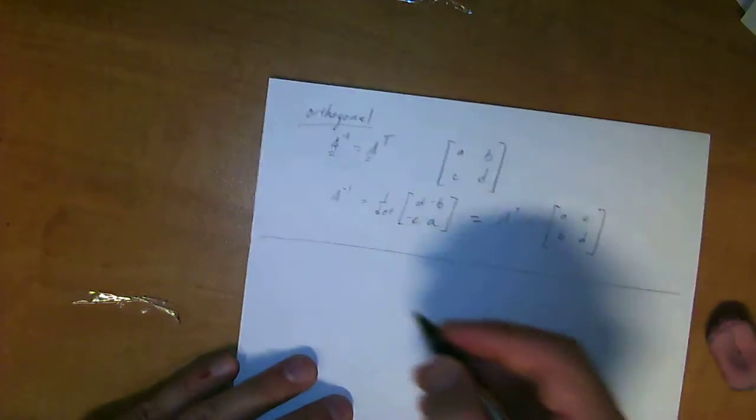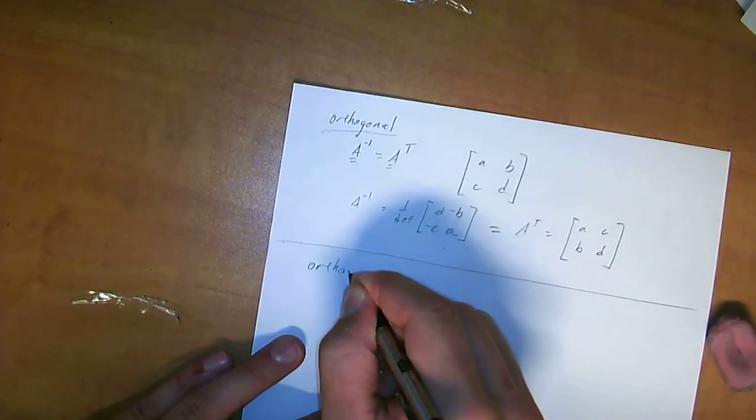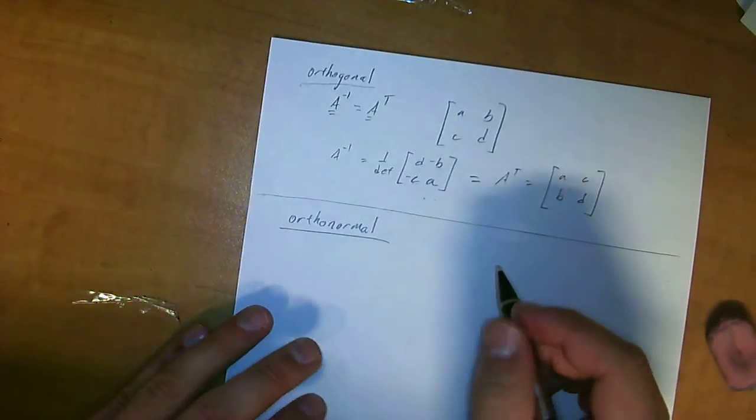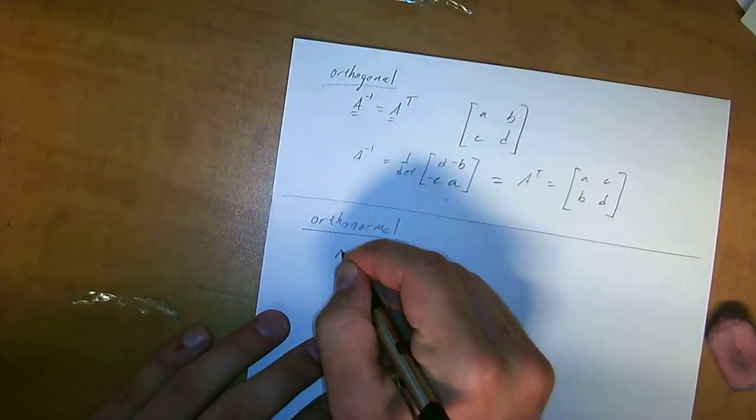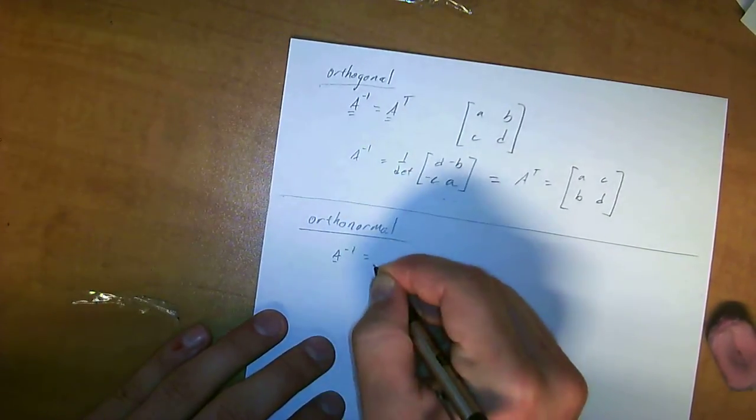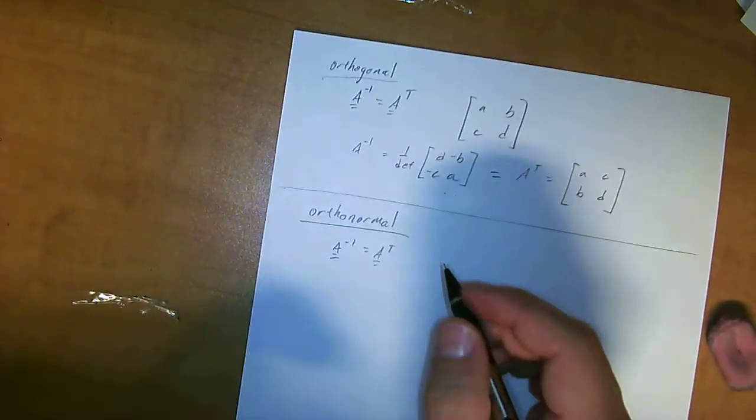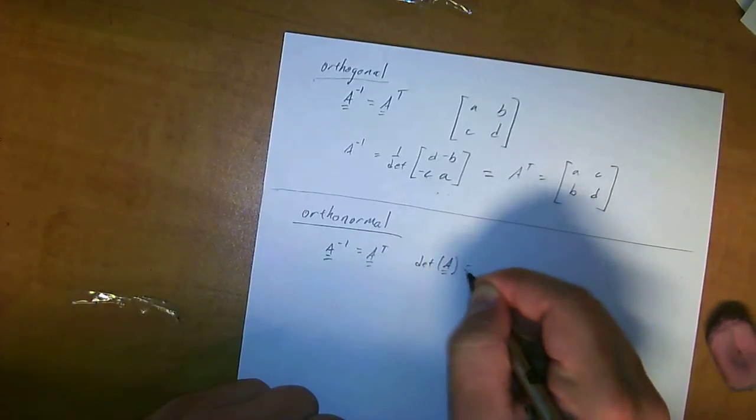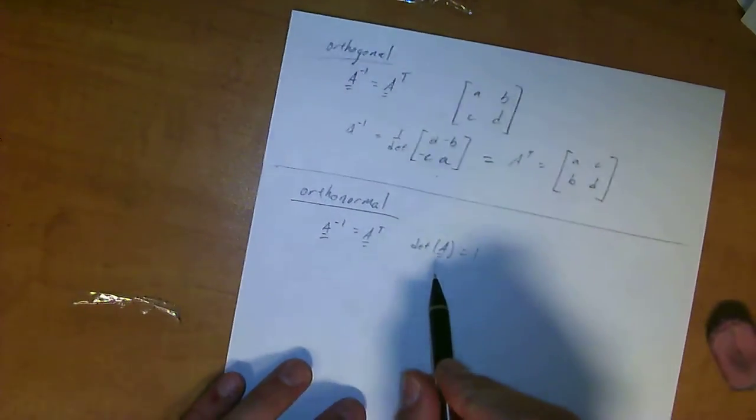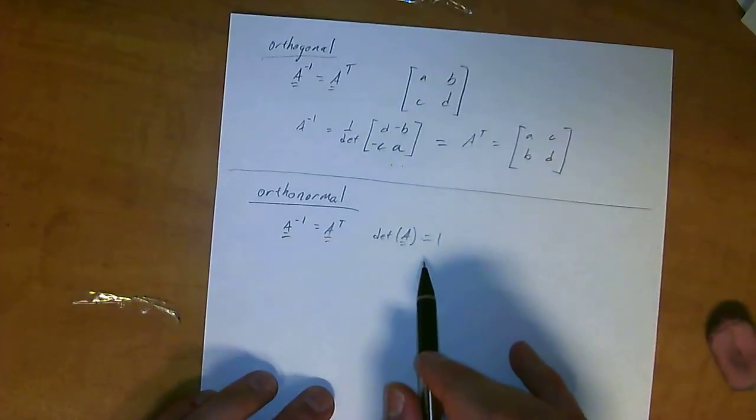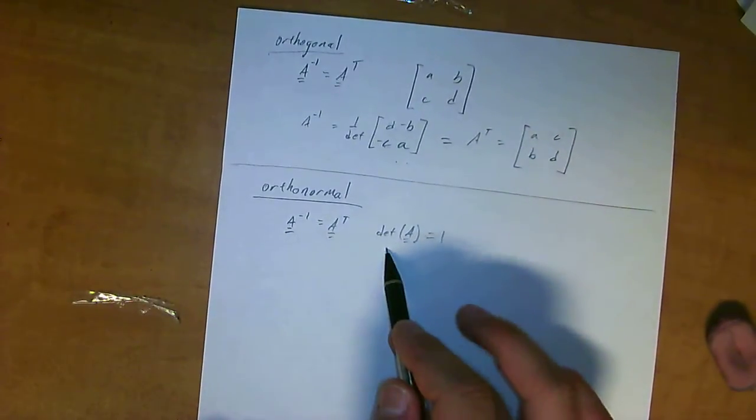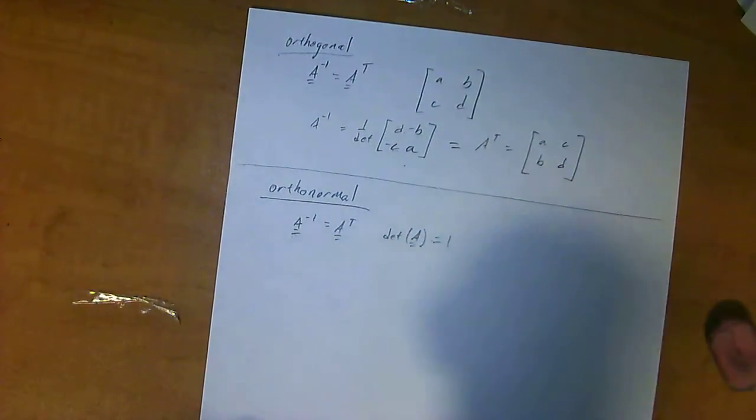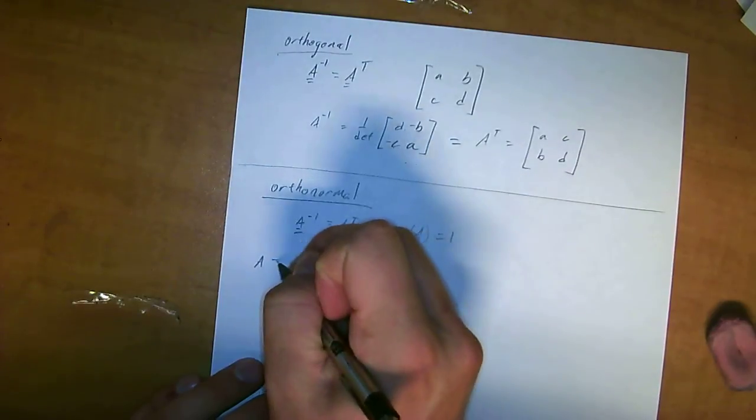So pretty quick deal there. It's a pretty easy proof. For orthonormal, this is a little bit different. The conditions that have to be met are that A inverse is equal to A transpose, just like before, but the determinant of A has to also equal 1. So the process for determining if a matrix is orthonormal is basically to take the determinant and then find the inverse and the transpose, because you need the determinant in order to find the inverse.